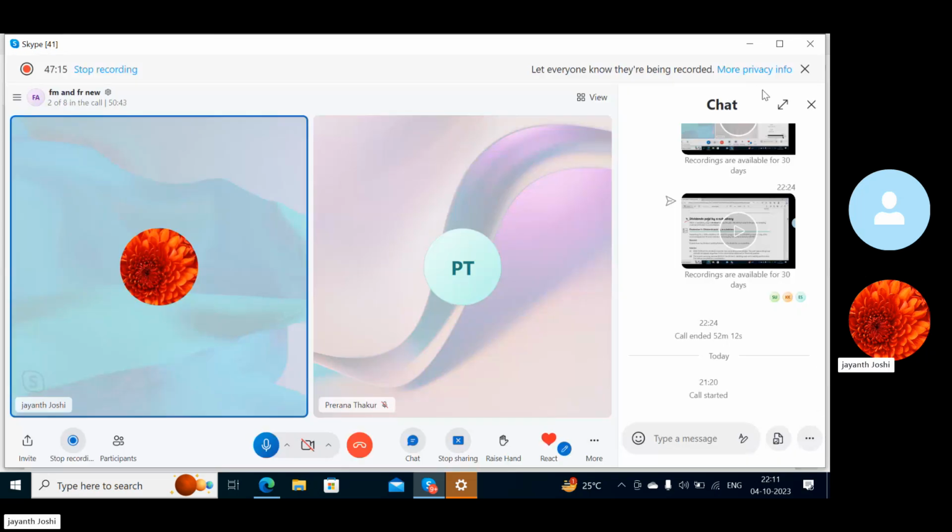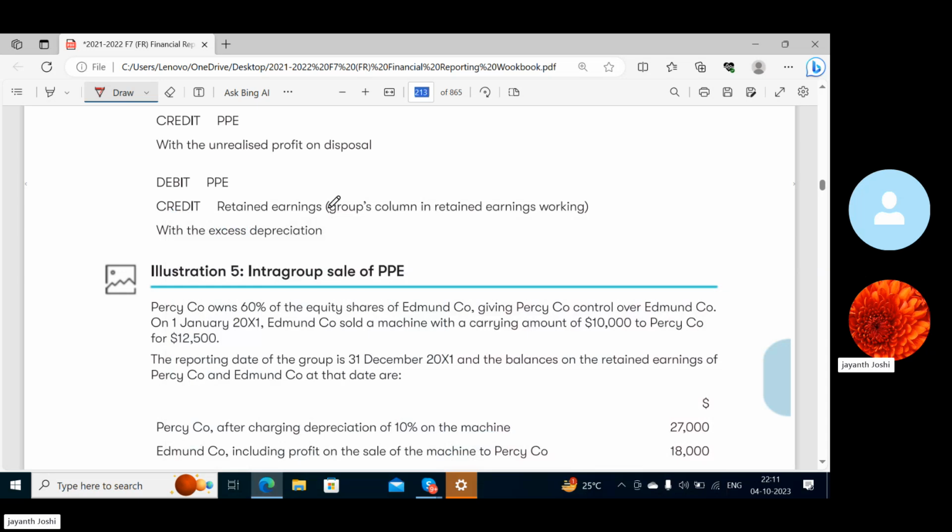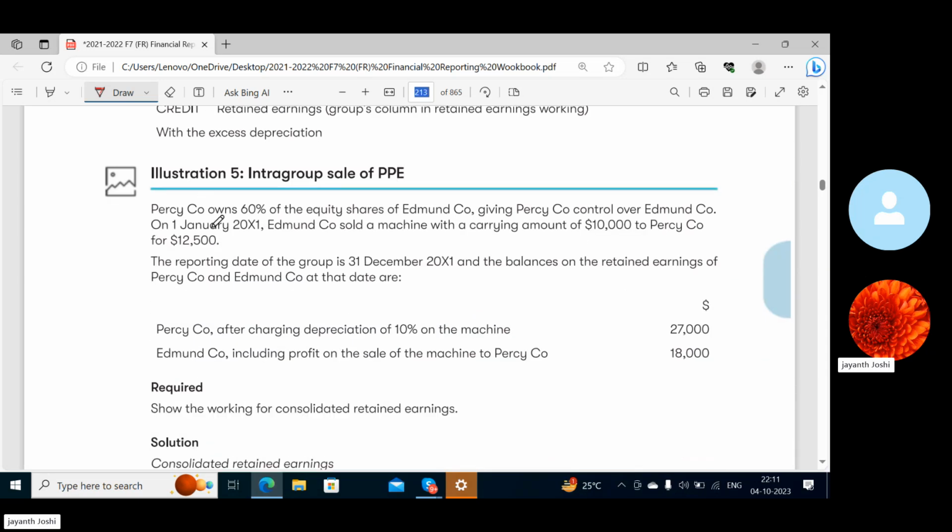Okay, let's do this question. Intra-group sale of property, plant and equipment. Percy Company owns 60% of the equity shares of Edmund Company, giving Percy Company control over Edmund Company. On 1st Jan 2001, Edmund Company sold a machine with a carrying amount of 10,000 to Percy for 12,500. Just read this.